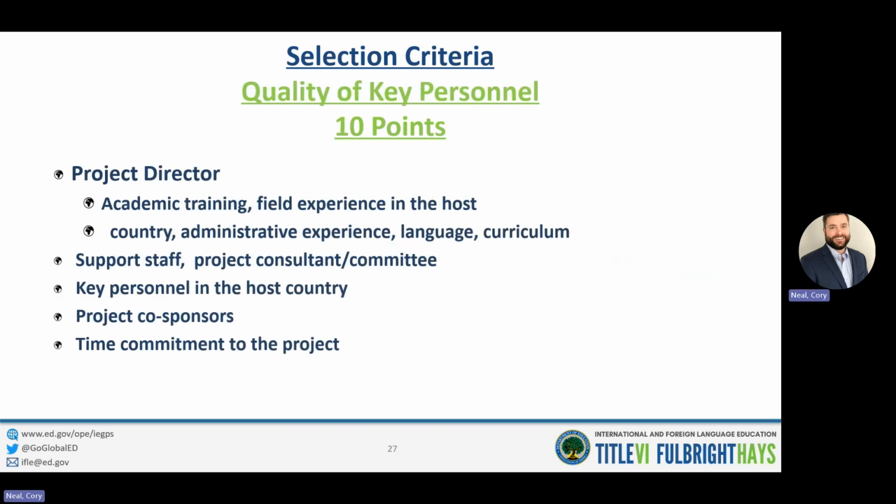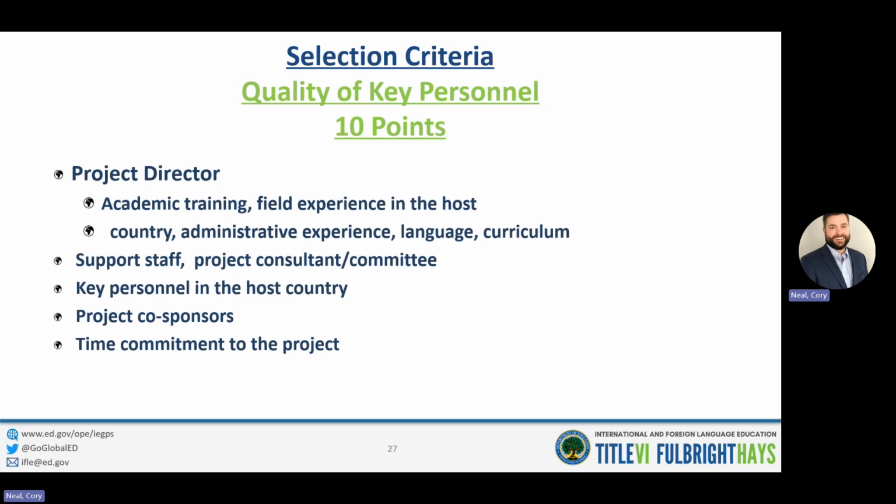Your next criteria is the quality of key personnel, which is worth 10 points. Here you should address the qualification of the U.S. project director, which includes their academic training, their field of expertise in the host country, the administrative experience, any languages they may speak, and other related qualifications.